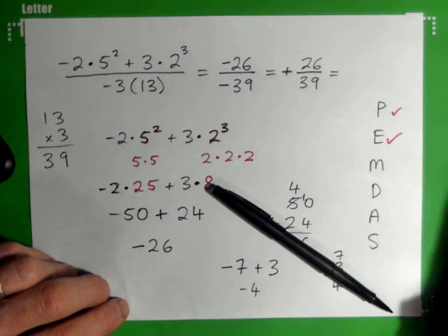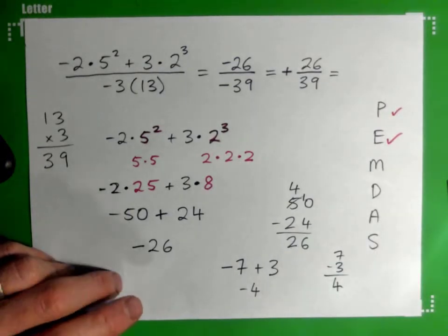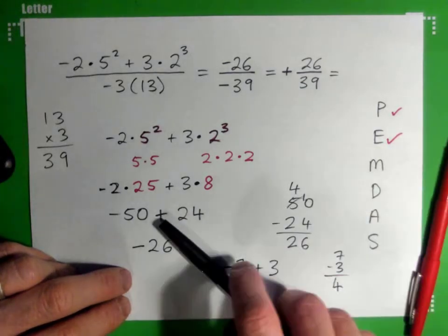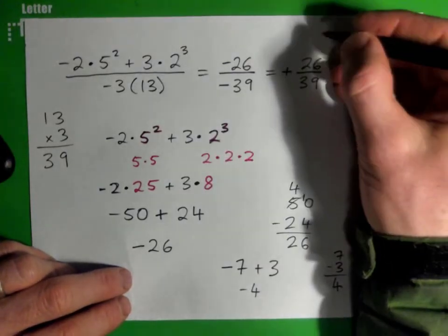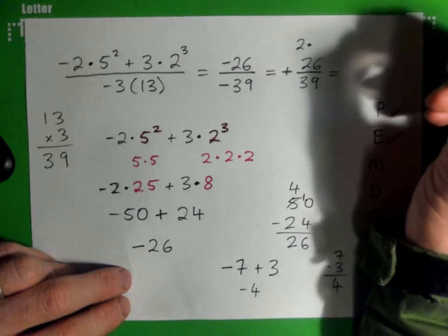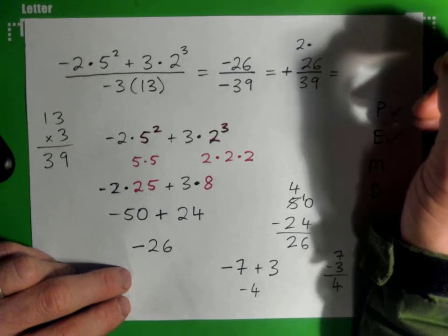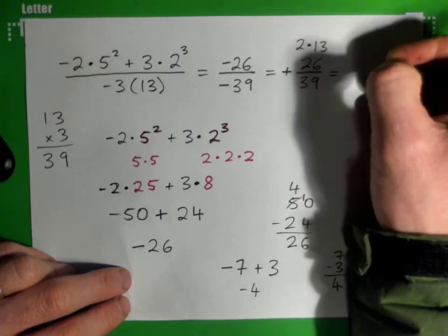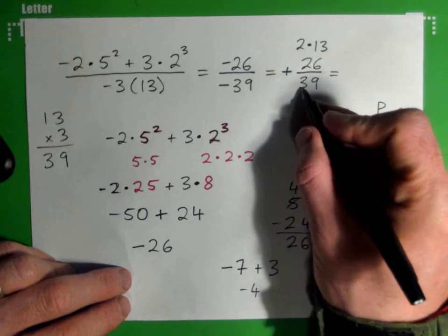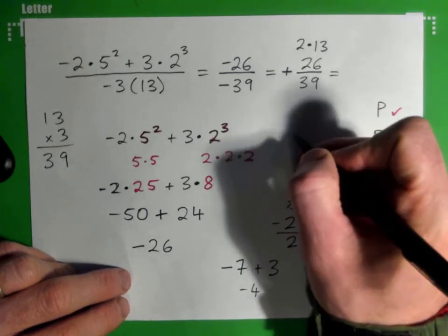Now, can we simplify? Actually, I want you all to factorize the top. 26 is 2 times what? 2 times what gives 26? 2 times 13 makes 26. And 39, factorize 39. What times what gives 39?